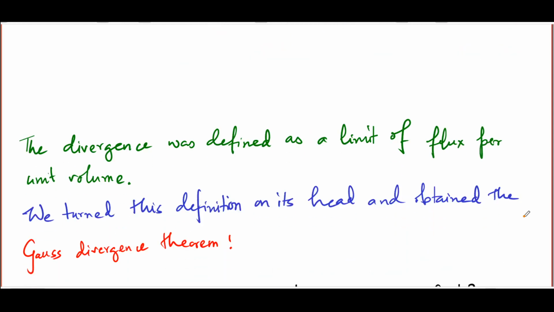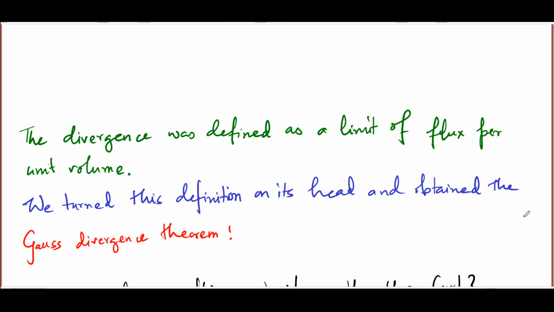Now, with our earlier member of the holy trinity, the divergence, we had seen a particular result. The divergence was defined essentially as a limit in a similar fashion, in this case a limit of flux per unit volume, and what we did was we turned this definition on its head and expressed the flux through a closed surface in terms of the volume integral of the divergence of the same vector field over the region bounded by this closed surface. This essentially was Gauss divergence theorem.